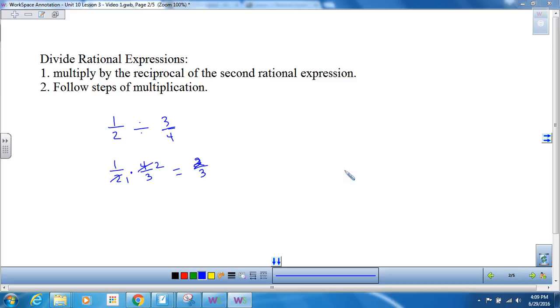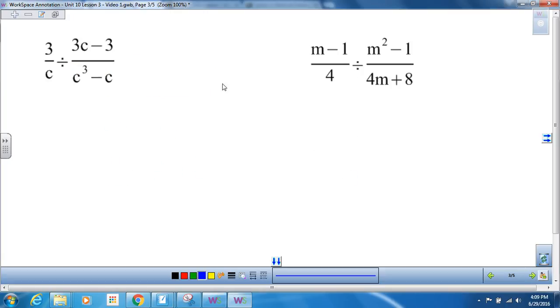So let's look at some examples. Okay, 3 over c divided by 3c minus 3 over c cubed minus c. So first thing is we want to multiply by the reciprocal. So that's what I'm going to change first. Then I follow the steps of multiplication. So factor, if you can.